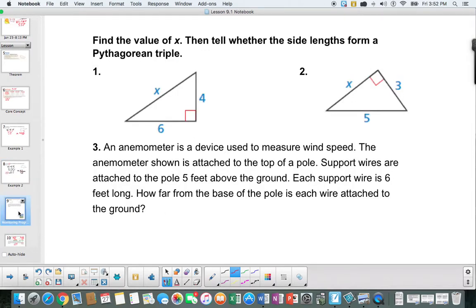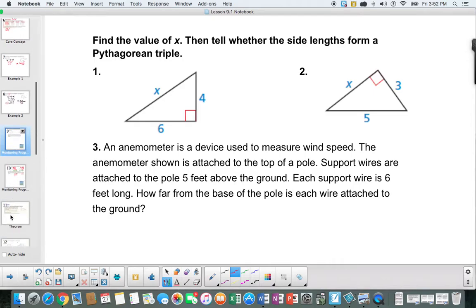Okay, it's your turn now. Try to find x and decide if it's a Pythagorean triple, and then do the applied problem. Stop the screencast.